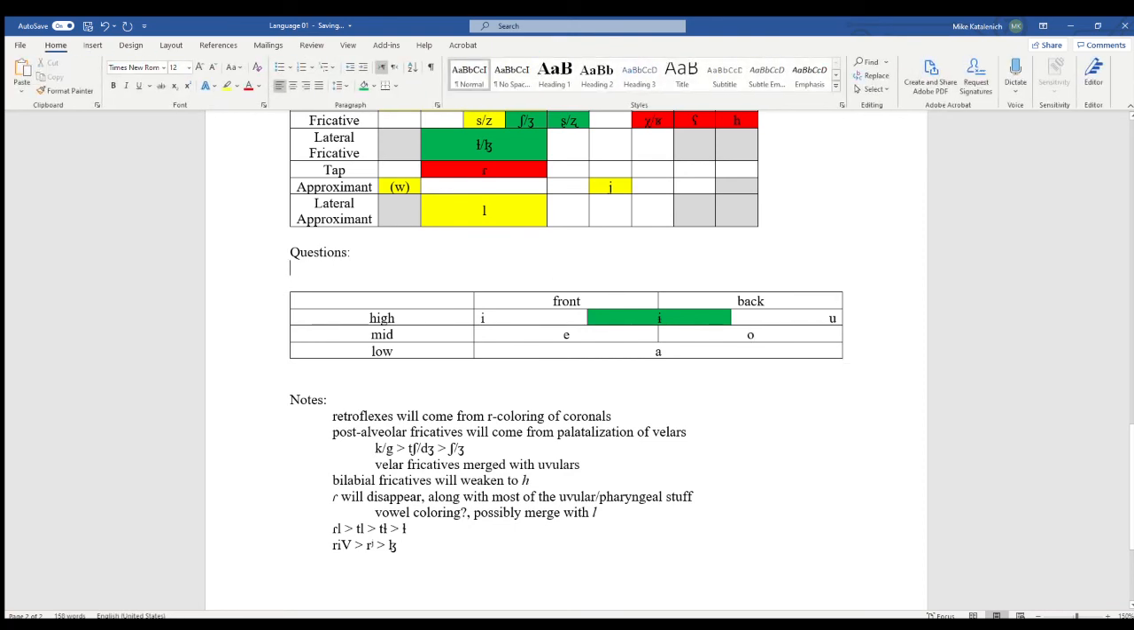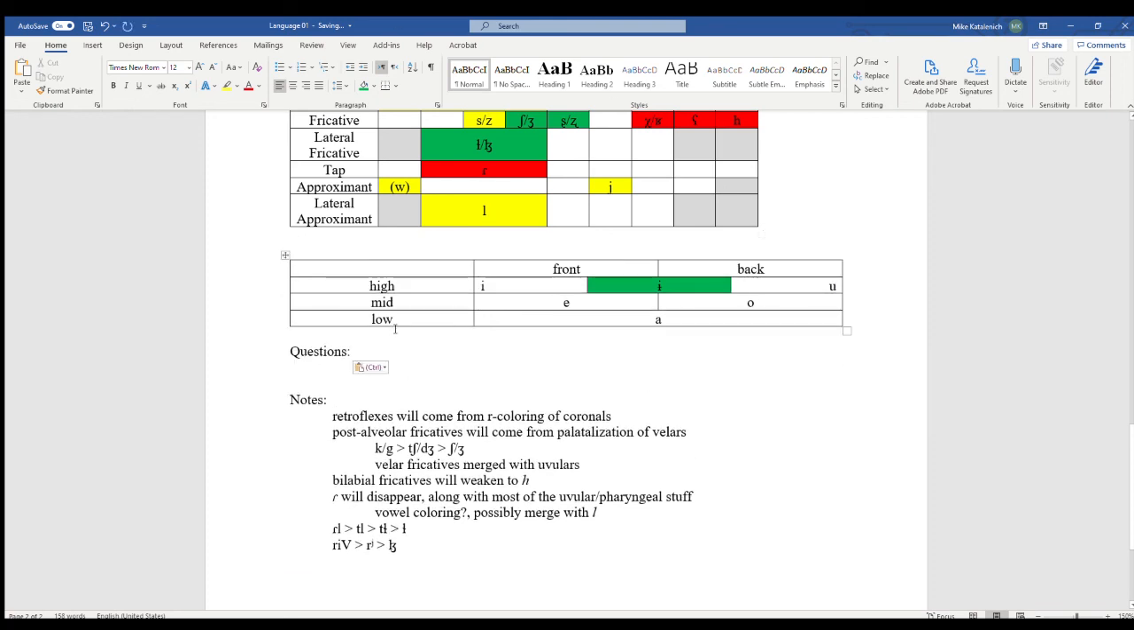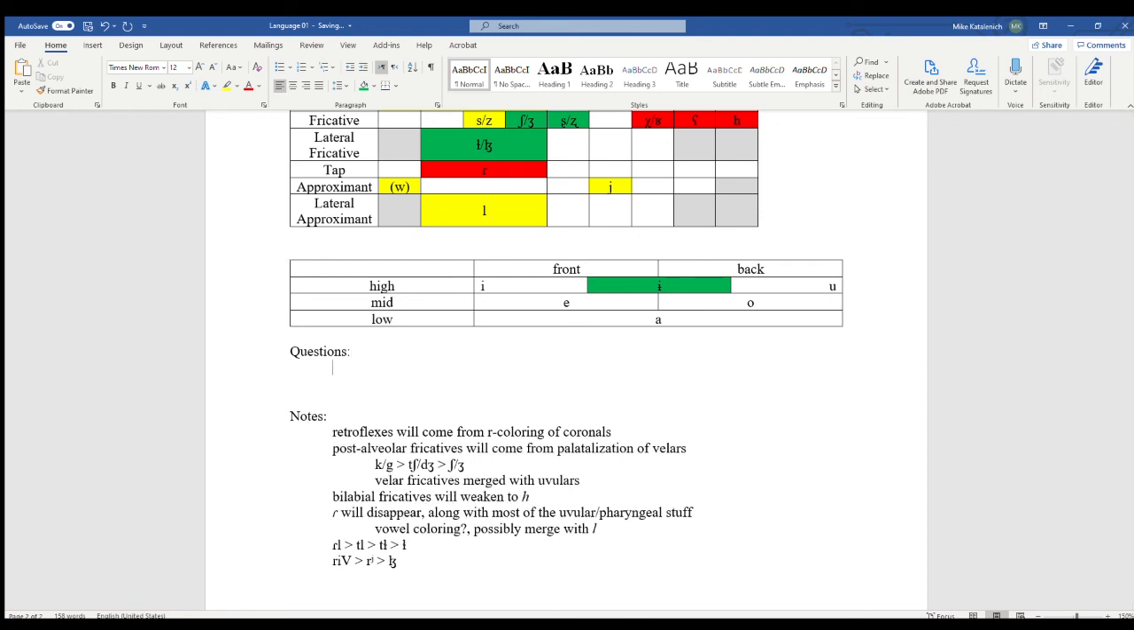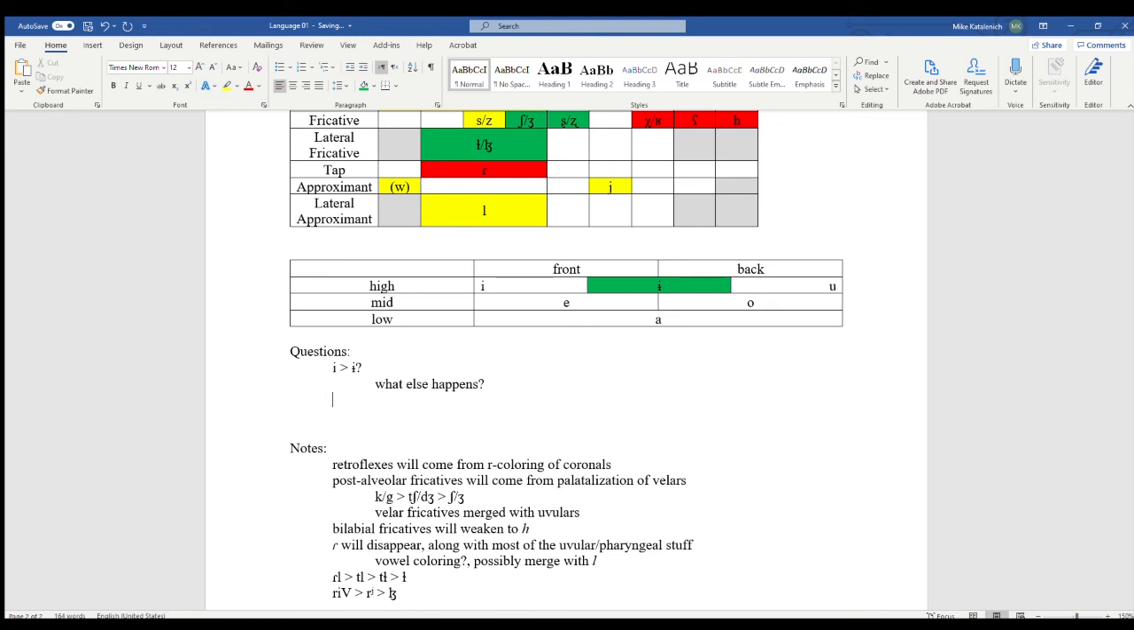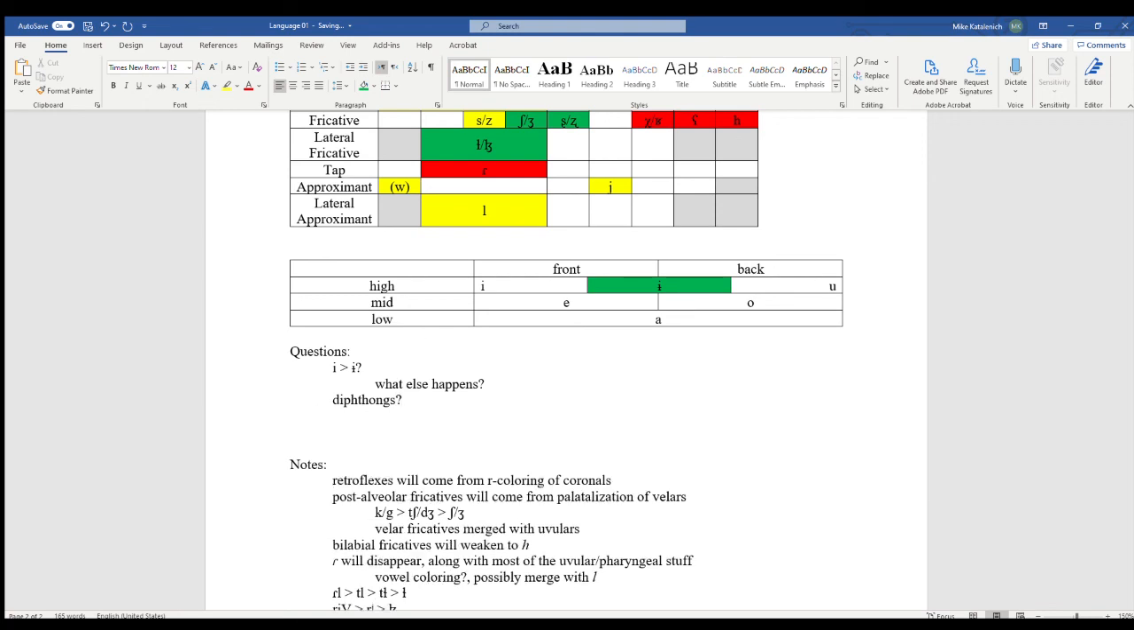So I'm not going to finish vowels in this video. But my question can become this. Questions can become this. I go into I, question mark. What else happens? Diphthongs, question mark, but that might be more of a sound change question later. Are there diphthongs in the proto language? I don't think I'm going to do that, because I don't think I'm very good at that yet. Okay, I probably shouldn't worry about that.